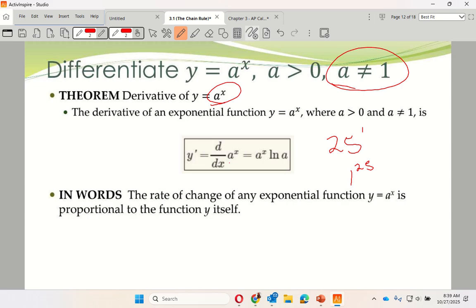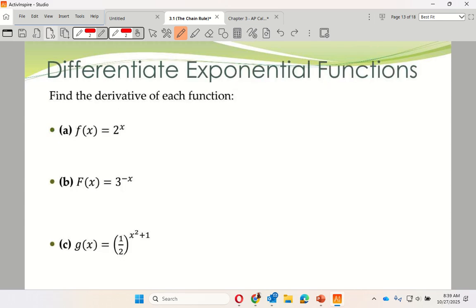All right, so let's do the application of this. In this case, my a value is 2, isn't it? So if my a value is 2, I can use the formula that we just had. The derivative is going to be 2 to the x times ln of 2. Joseph agrees.